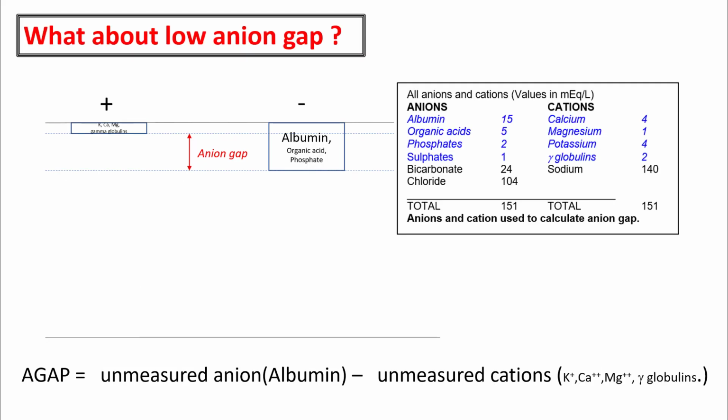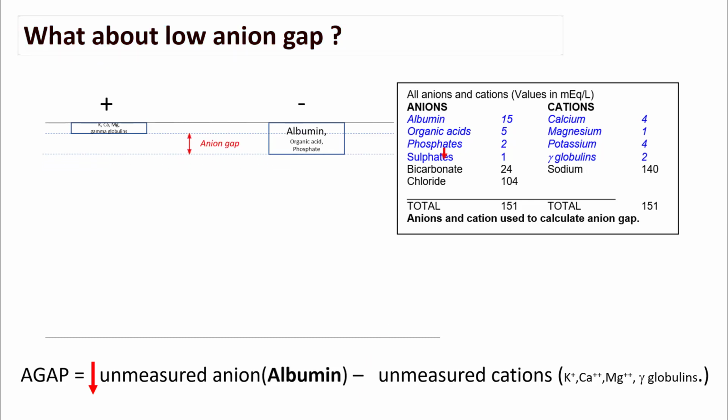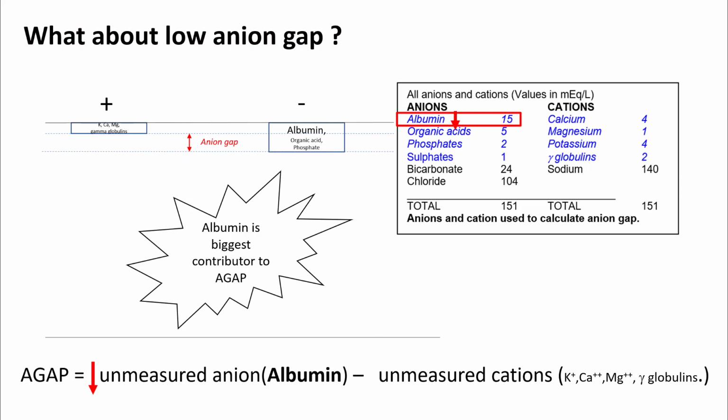What about the low anion gap? If you have decreased unmeasured anions or increased unmeasured cations, you can have lower anion gaps. Since albumin is the biggest contributor to anion gap, hypoalbuminemia is the commonest cause for low anion gap.